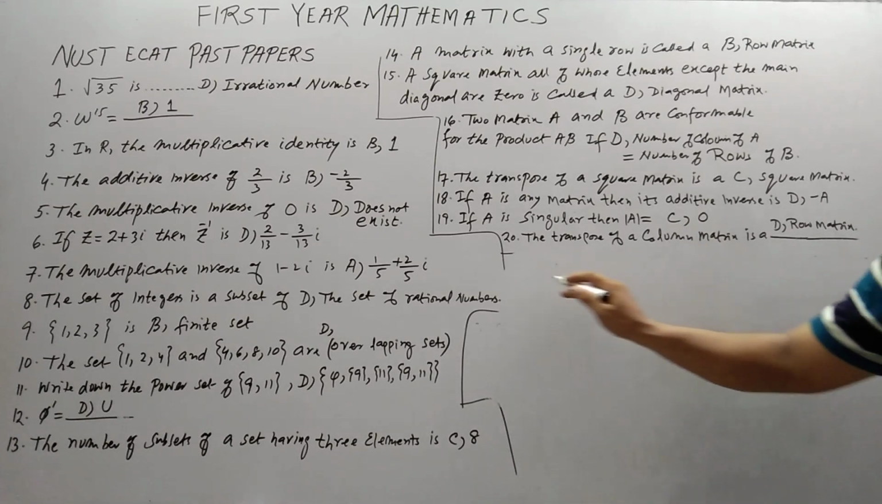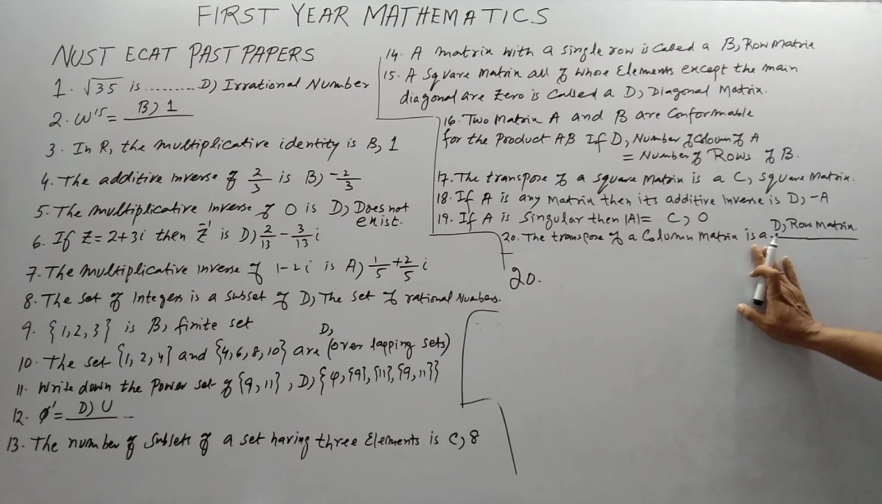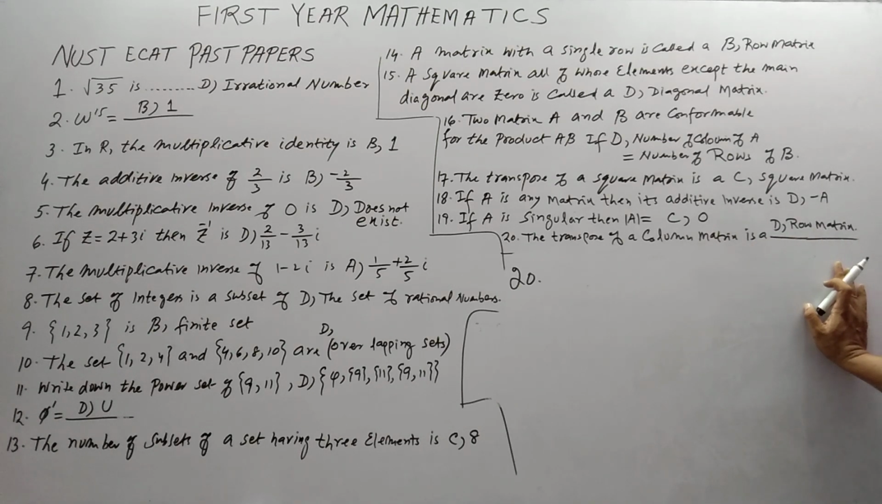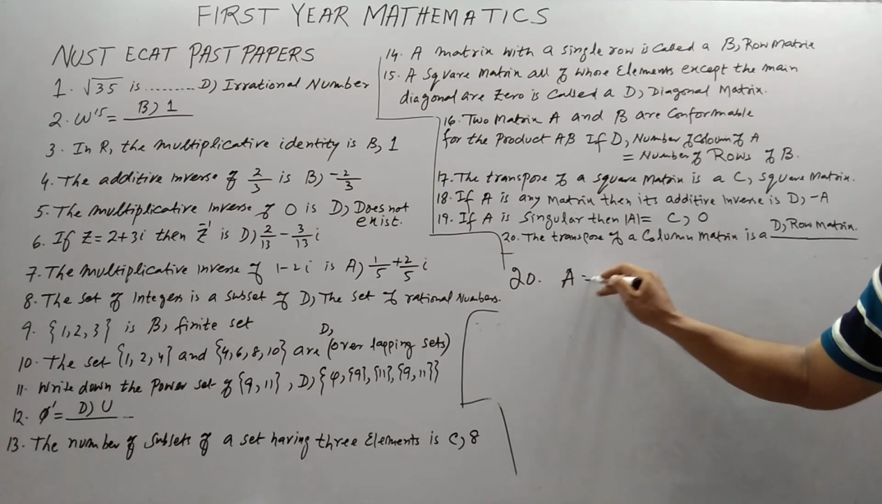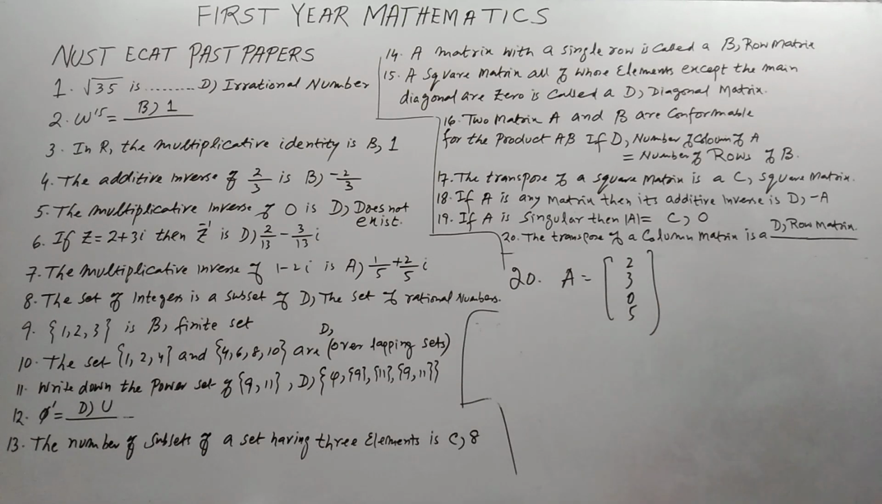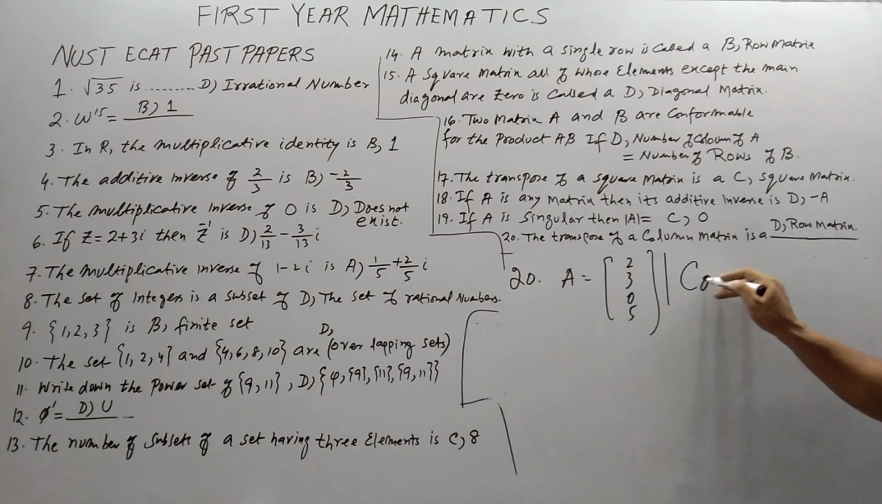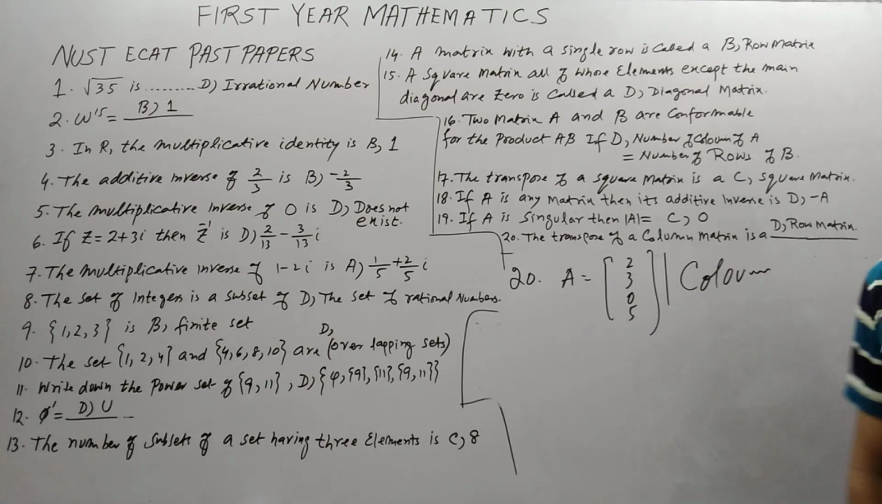Last MCQ of today's class, MCQ number 20. The transpose of a column matrix is a dash. Column matrix means if we have one column in a matrix, then it is called a column matrix. For example, if we have a matrix A, 2, 3, 0, 5. Is this a column matrix? Yes, because it has one column.